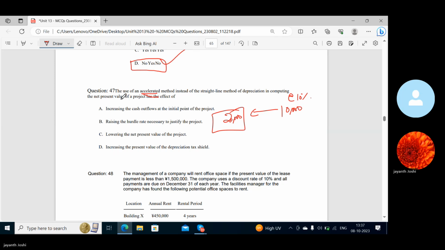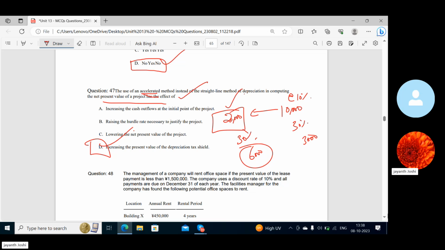Example. The use of the accelerated method instead of the straight line method of depreciation in computing the NPV of the project has the effect of dash. D. Yeah, if your depreciation is more, then definitely the tax shield value will be more, right? For example, if I'm taking 30% on this, it is 3,000. If I'm taking 30% on this, it is 6,000. Very good. Next.